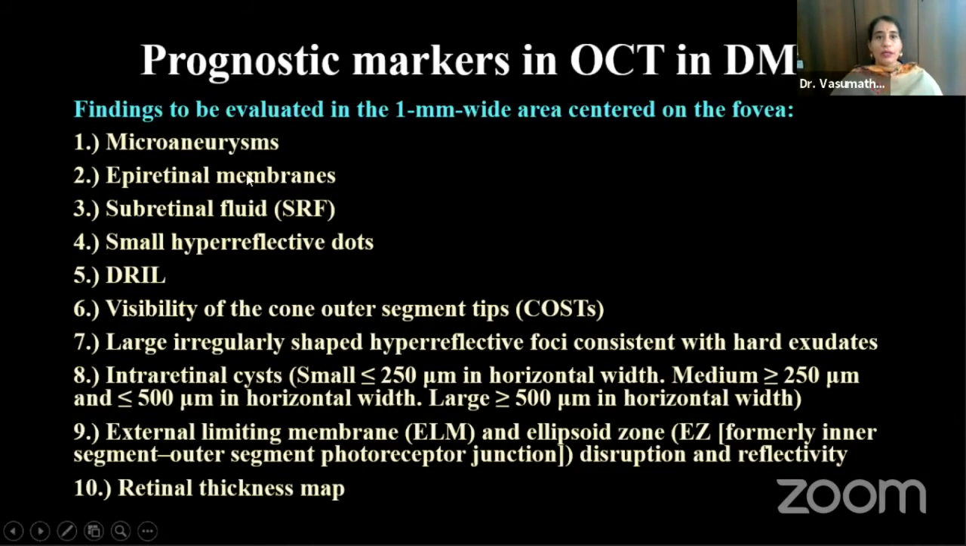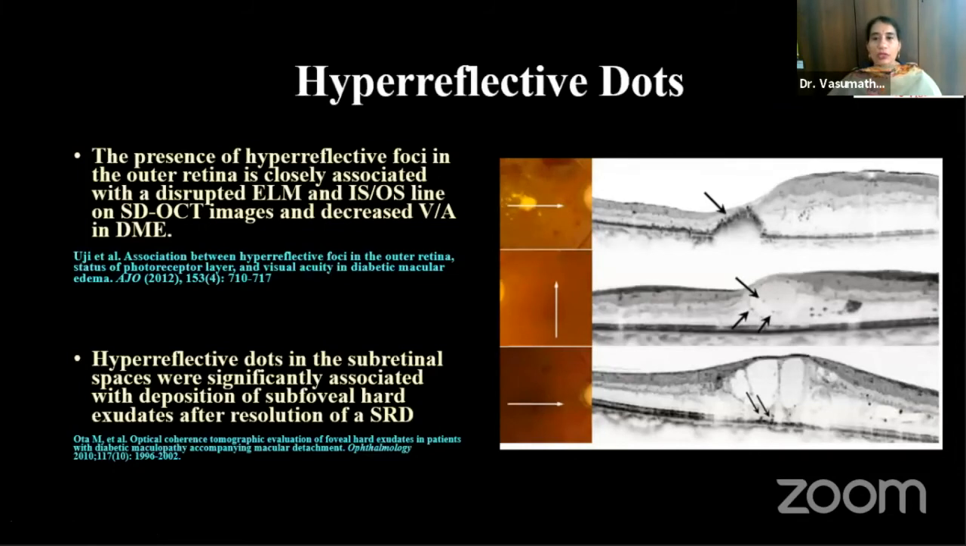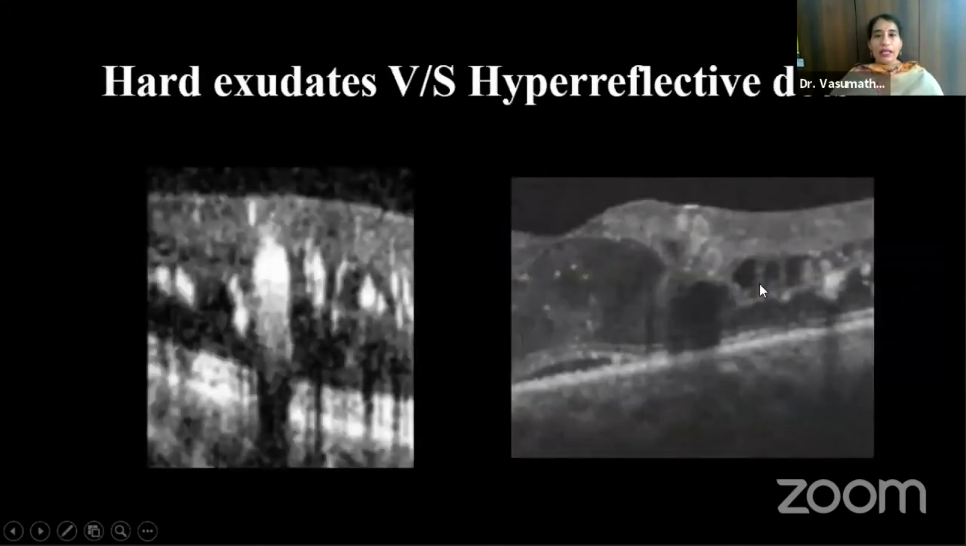So these are all the different markers that we look at: the intraretinal cysts, the ELM integrity, the DRIL, and hyperreflective dots. Now, let me just talk about hyperreflective dots, better seen on white-on-dark OCT angiograms. You see these dots, they can be present all over in the deep as well as the inner retina. And how do you distinguish them from hard exudates? Hard exudates are generally larger and they have some shadowing, especially if they are quite large. This is a typical hard exudate, whereas these are hyperreflective dots, which are small and don't have much shadowing.